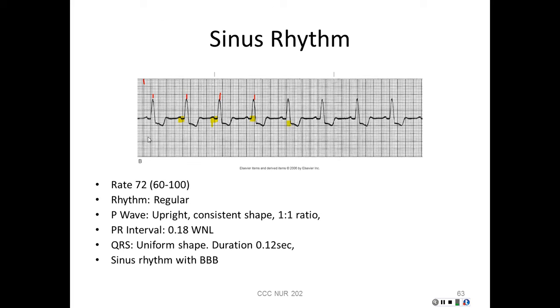I wouldn't call this a normal sinus. I'd call it a sinus because of the changes in the QRS complexes. This is really a sinus rhythm with a bundle branch block. I do not expect you at your level to be able to tell me that's a bundle branch block. Just know that that's not a normal sinus rhythm, but it is still a sinus rhythm. It's a sinus rhythm because the P waves are upright, they're less than 0.20 seconds, and they're in front of each QRS complex, and they're consistent.